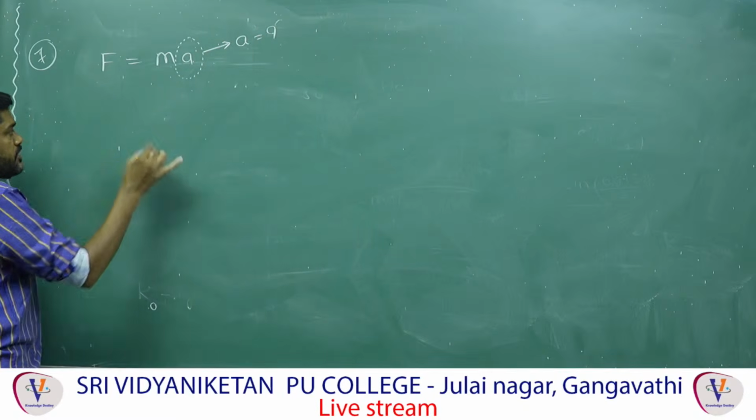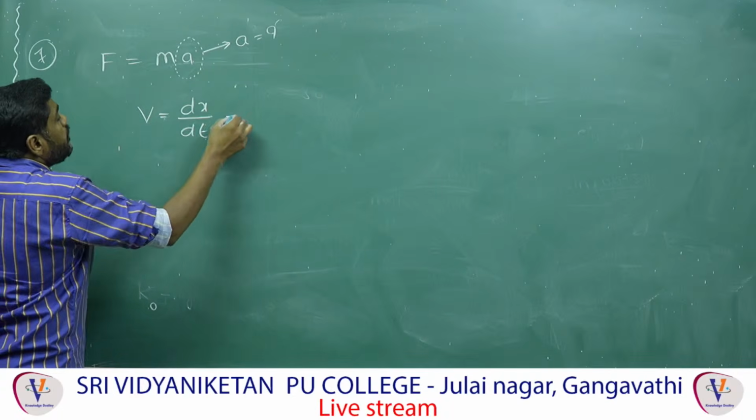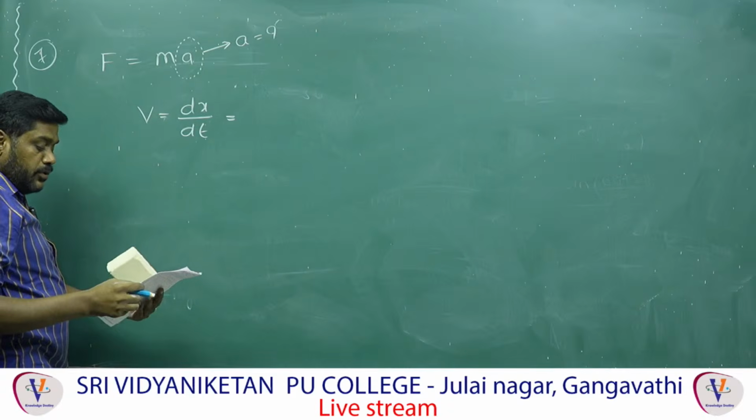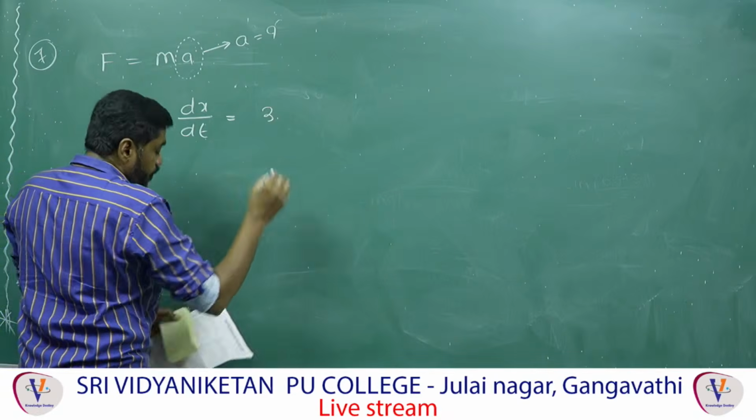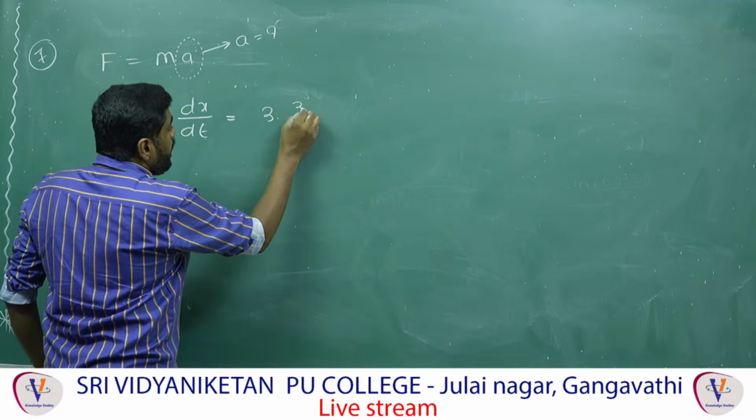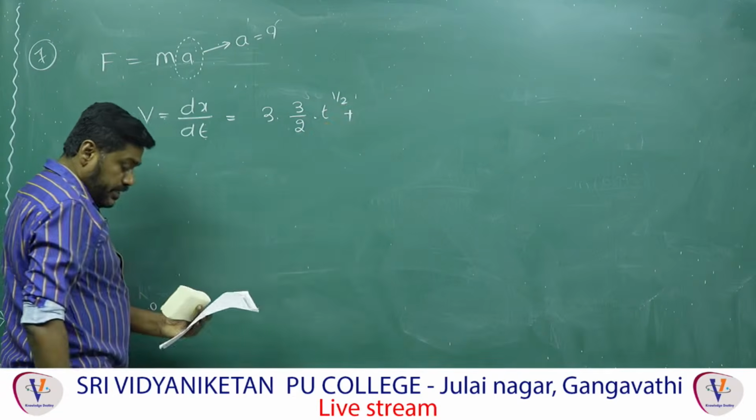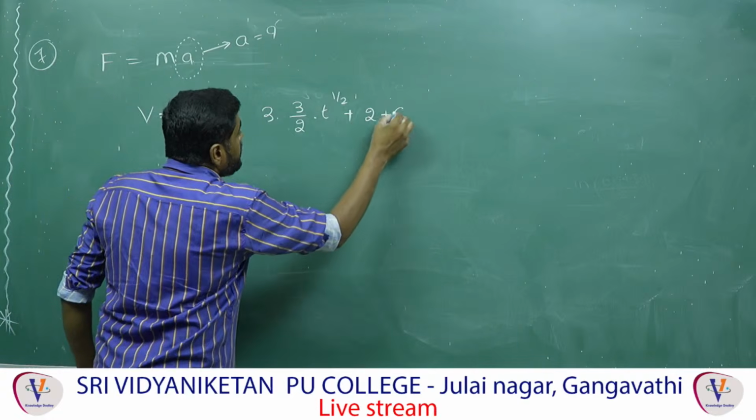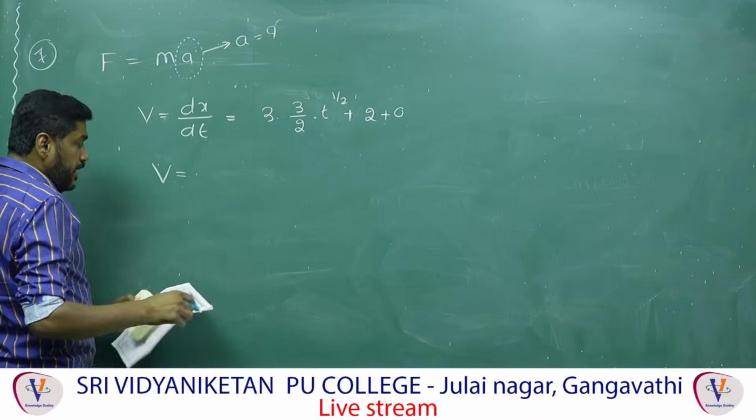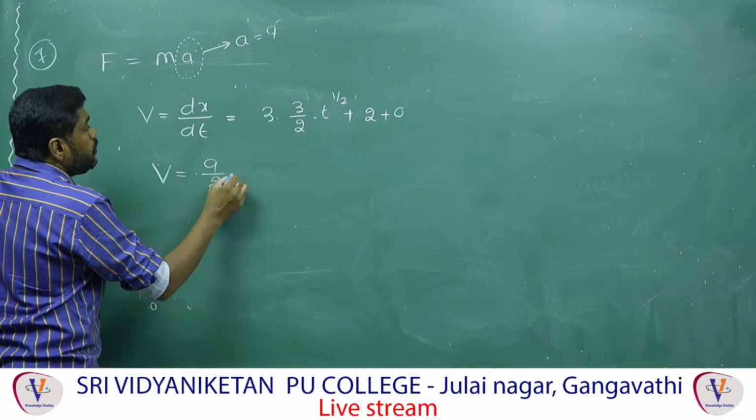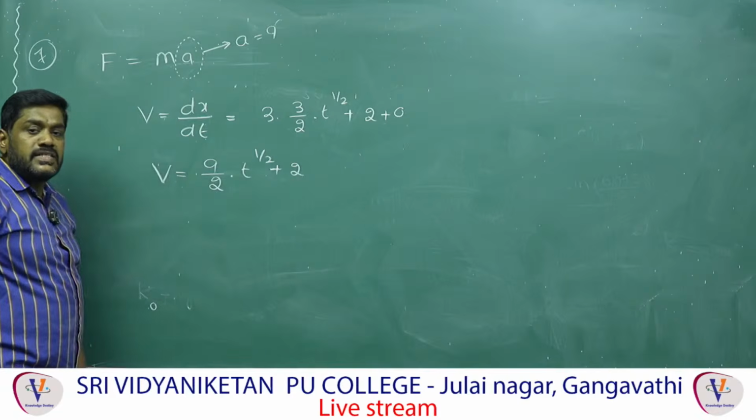Instantaneous acceleration. First of all, velocity v is equal to dx by dt. From the given, x is equal to 3 into t power 3 by 2 plus 2t plus 1 by 2. Now 3 is common. The differentiation of that is 3 by 2 into t power 1 by 2, plus 2 you will get, plus 0. So here 3 by 2 times 3, therefore v is 9 by 2 into t power 1 by 2 plus 2. This is the instantaneous velocity.